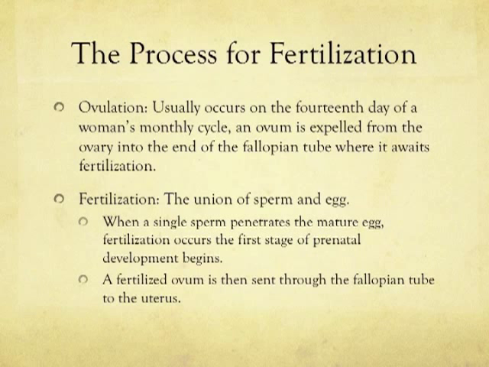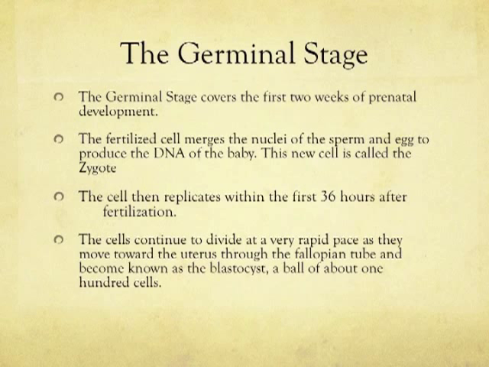Fertilization is the union of a sperm and egg. Fertilization occurs when a single sperm penetrates a mature egg. This marks the beginning of prenatal development. The fertilized ovum then begins its journey through the fallopian tubes in hopes of reaching the uterus. The germinal stage covers the first 2 weeks of prenatal development.